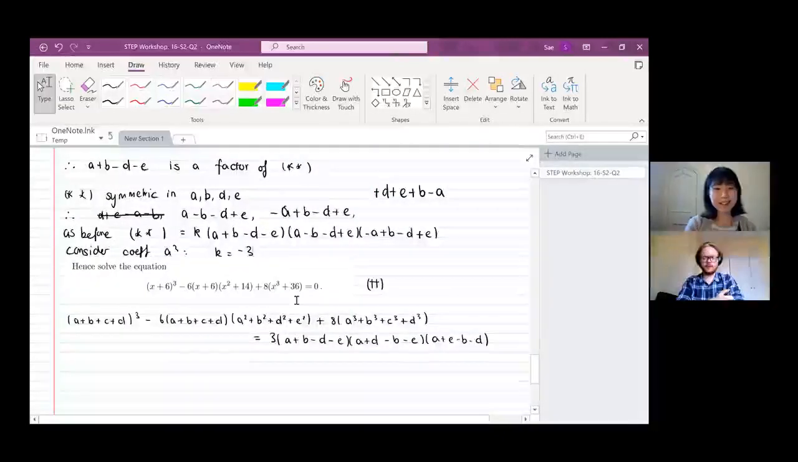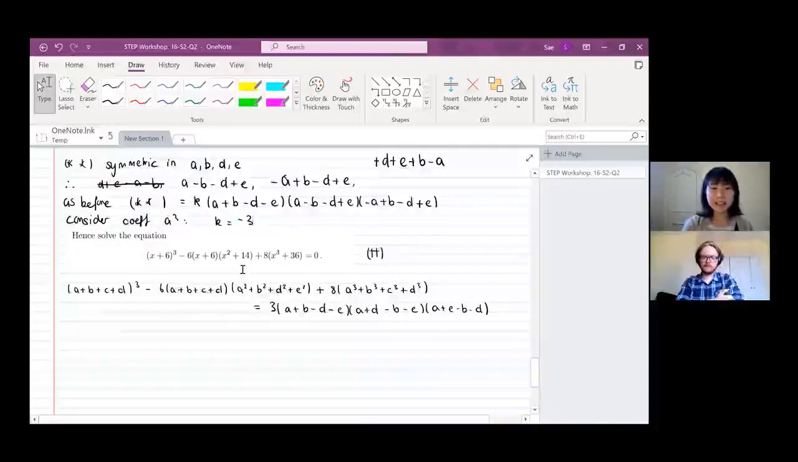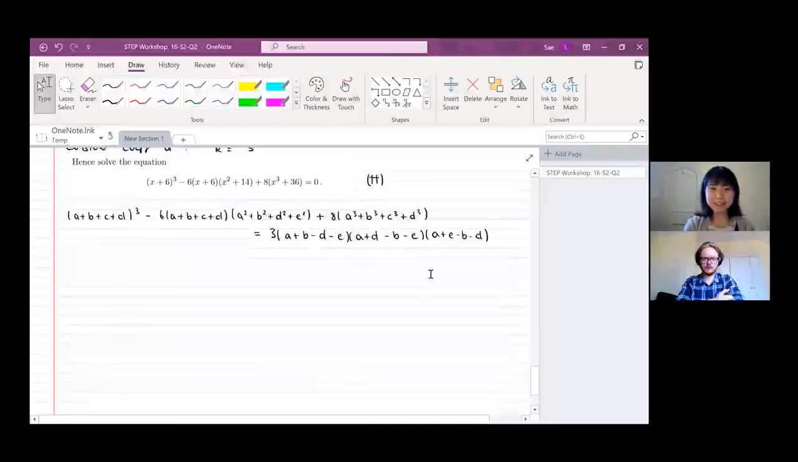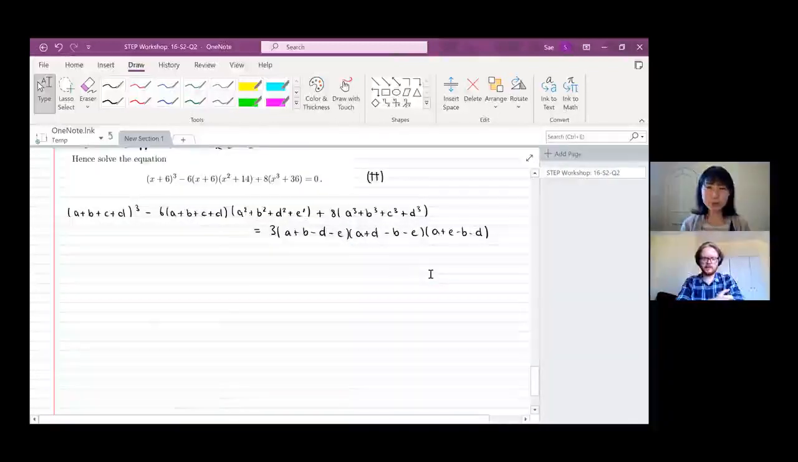We're nearly there. Hence, solve the equation x plus 6 cubed minus 6x plus 6. I'm sure you can read it. It's there. I've called it dagger for convenience. You should have a stockpile of things you can call equations, like star and dagger, or different types of stars. And then I've rewritten what we had before in a slightly different way. I've pulled out some minus signs and reordered letters, but you can convince yourself that this is the result we just had.